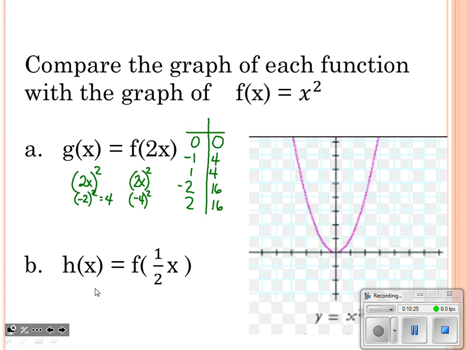Now let's look at the graph. Okay, remember I'm looking at a horizontal shrink, so I want to decipher what's happening horizontally, so sideways. So 0, 0 is on the mark here. Negative 1, 4 is my next mark. And 1, 4. And then again, the 16s are way off.